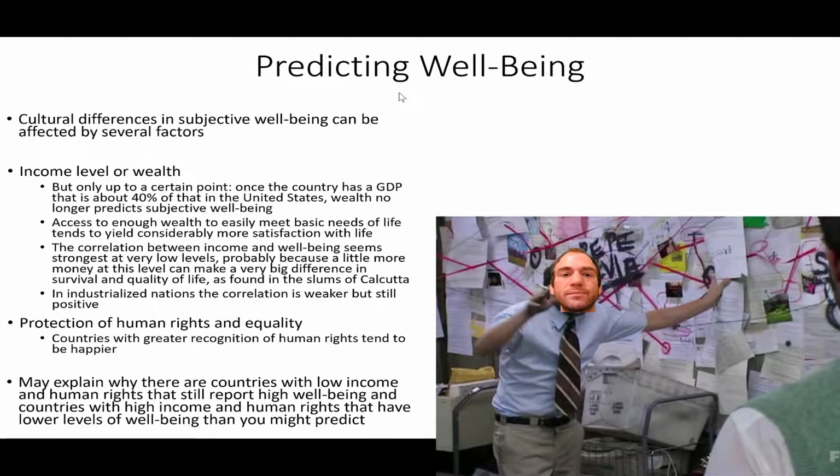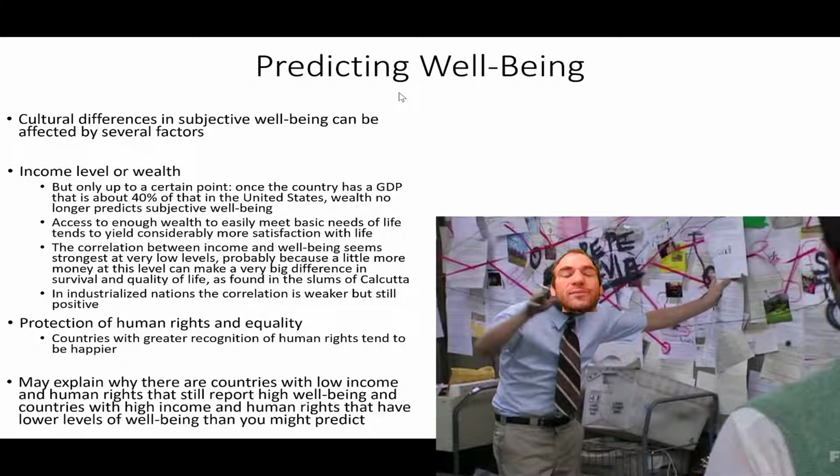Cultural differences in subjective well-being can be affected by several factors: income level or wealth, but only up to a certain point. Once the country has a GDP that is about 40% of that of the United States, wealth no longer predicts subjective well-being, according to a particular study that I'm citing.